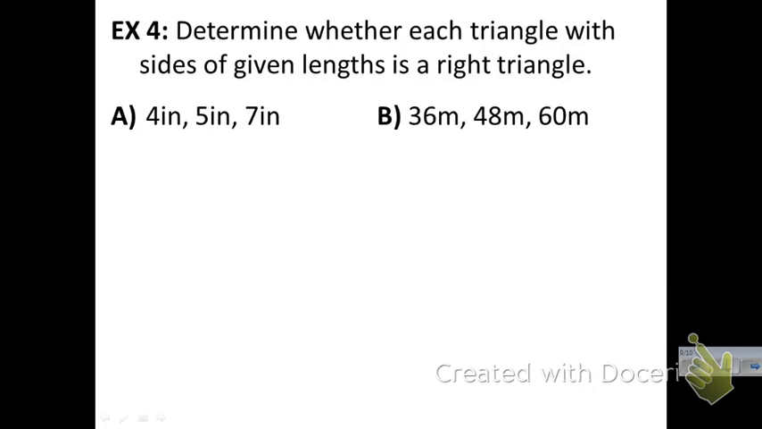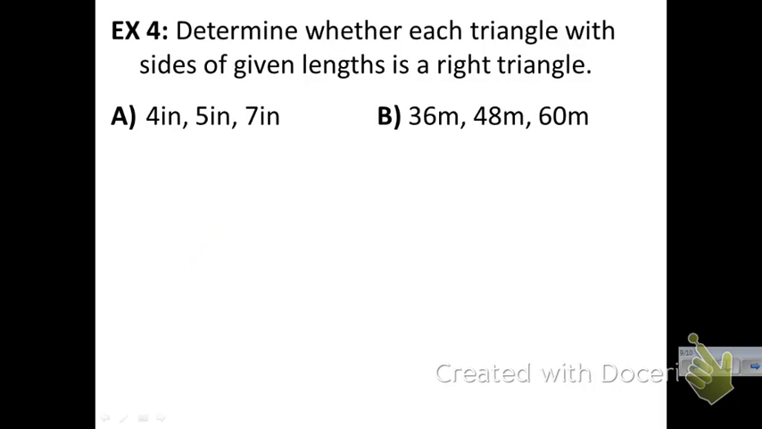So on example 4, we're going to determine whether each triangle with sides of given lengths is a right triangle. I'm actually going to add to this. We're going to first determine with the 3 lengths if we get a triangle. And we talked about if I gave you 3 sides and they were like this, then there's no way that we could actually form a triangle. This side is much too long for us to actually connect the other 2 sides. So you want to make sure that the 3 lengths given actually will give a triangle.